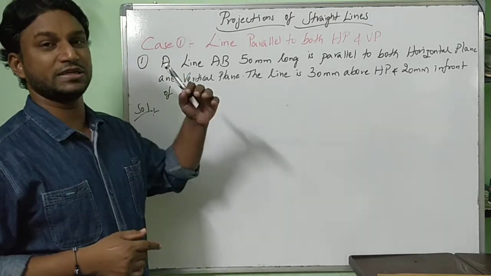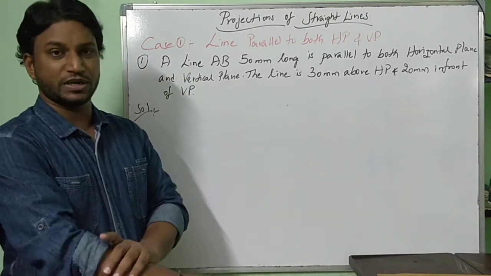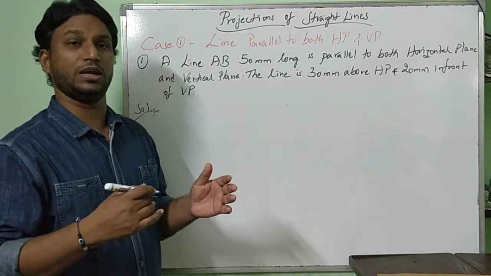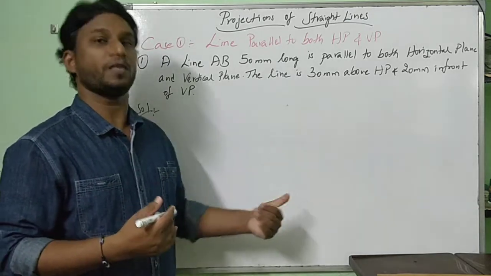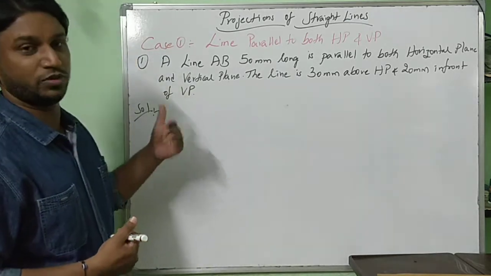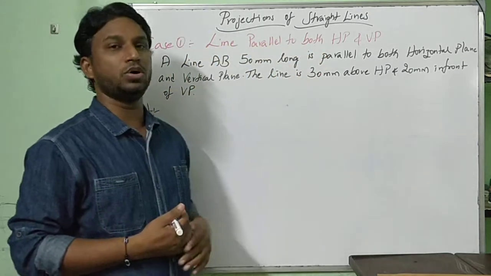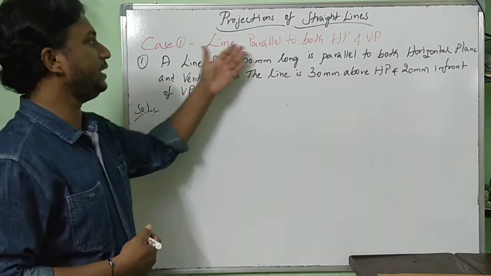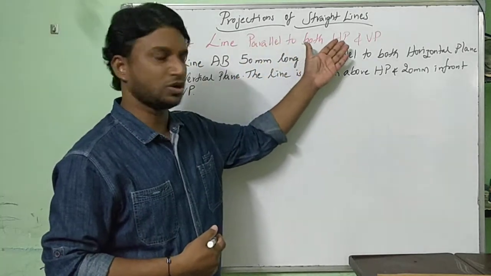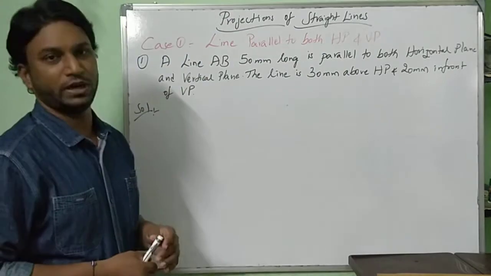Now, coming to the problems, we will start discussing the projections of straight lines with respect to their position in the first quadrant, with respect to cases. As case 1, line parallel to both HP and VP. Line parallel to both, HP meaning horizontal plane and VP meaning vertical plane.